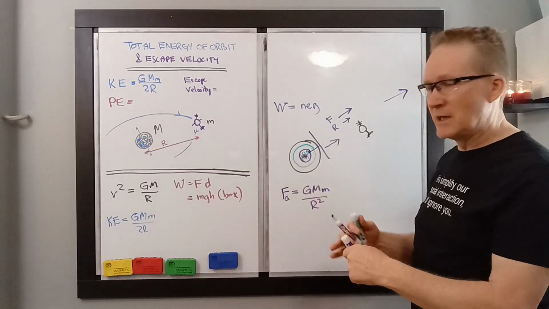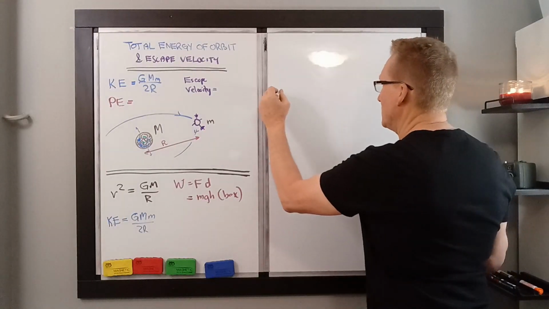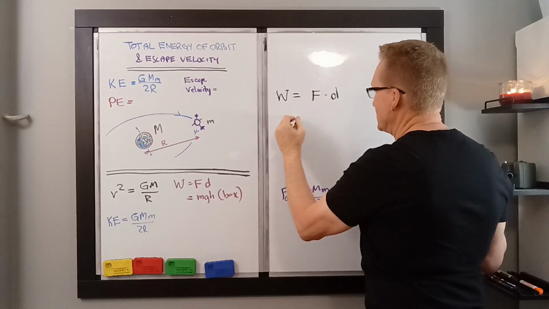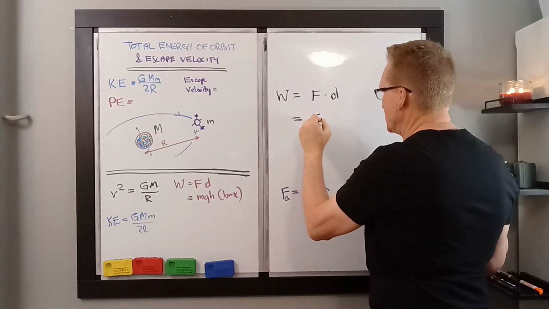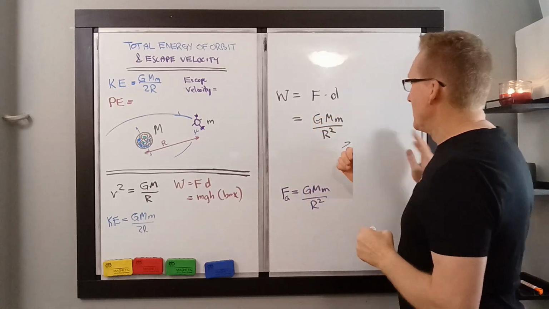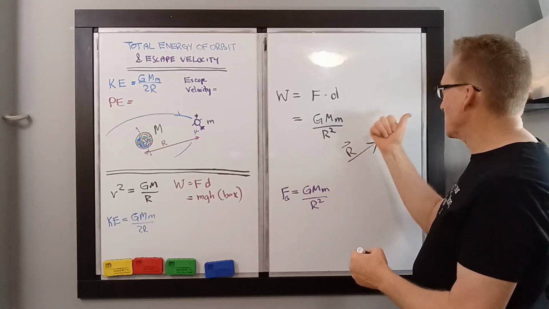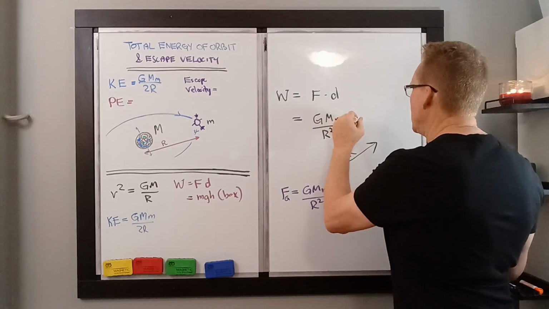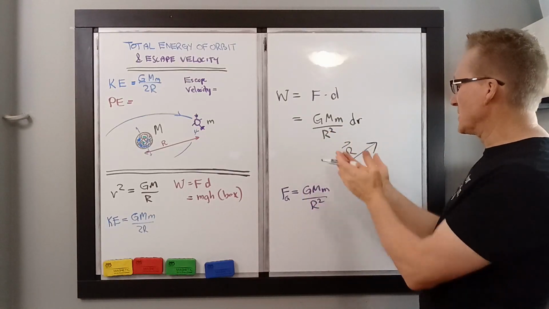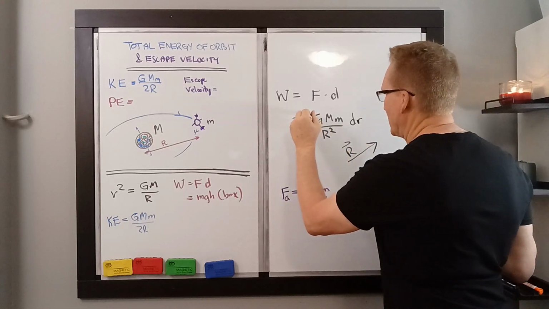How do I calculate that? Well, I erase this first. The work that I'm going to do is going to be the force times the distance, and the force is going to be GMm over r squared. Gravitational force is this way, but I'm going to have to push this way. So dr is going to be in this direction, and the force I have to apply is going to have to be positive to keep this thing from falling inward. But I'm going to have to integrate this.